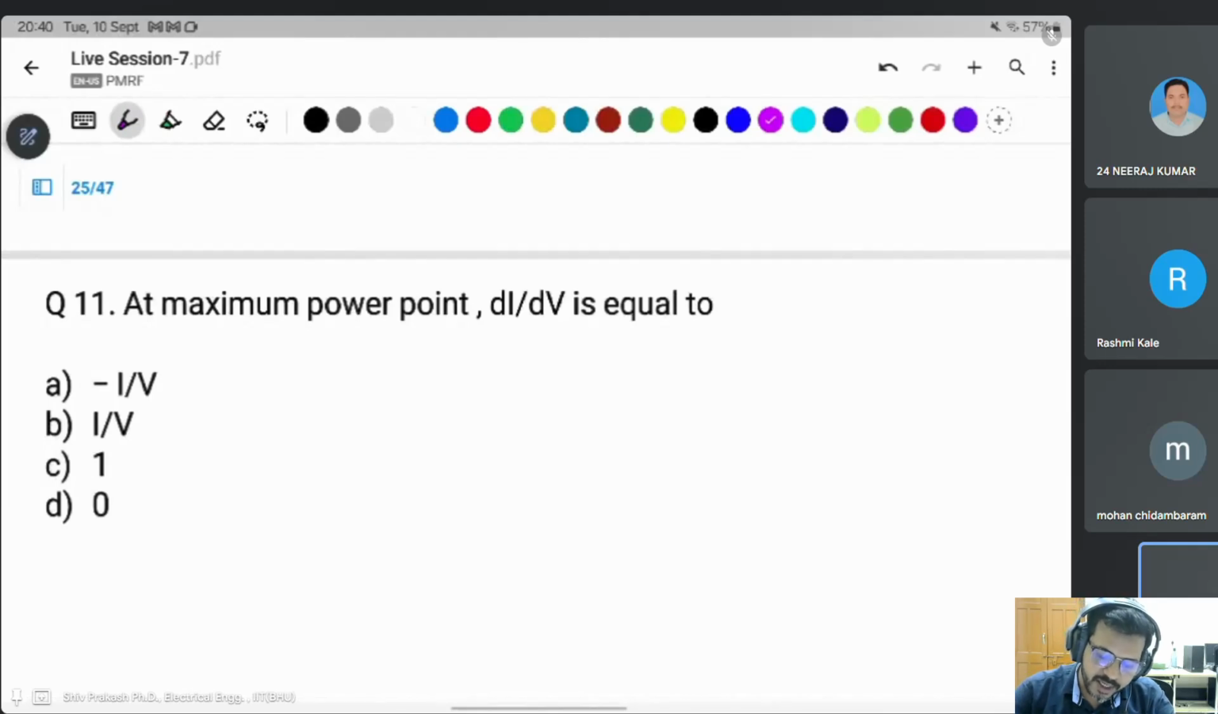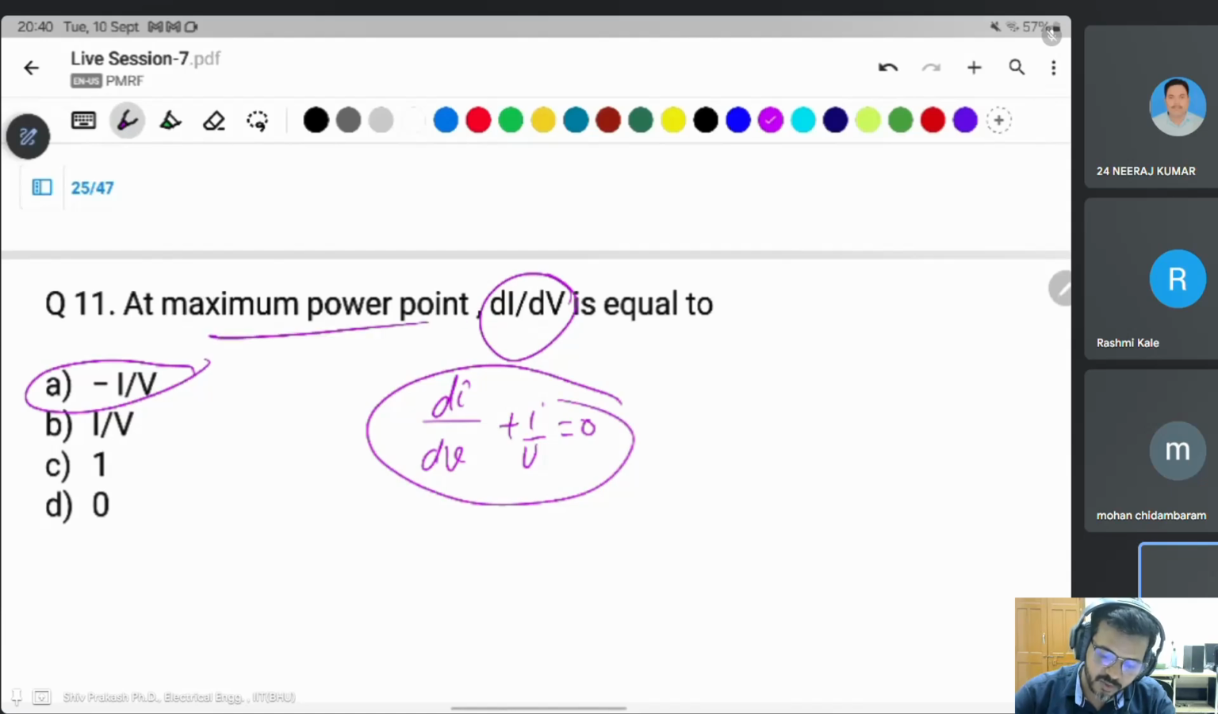Okay, at the maximum point, dI/dt is equal to, okay, same thing, dI/dV plus I/V is equal to 0. So at the maximum point, that will be a negative of this one.